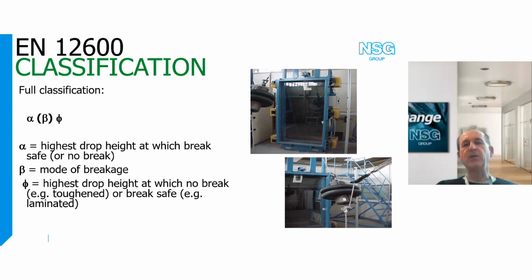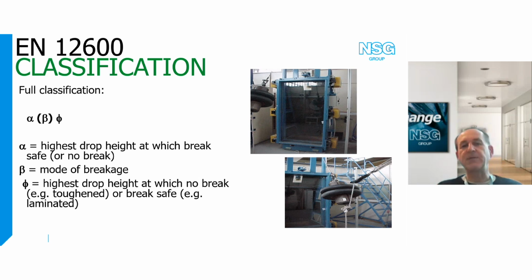The full classification from EN 12600 comprises 3 parts. The first part refers to the highest drop height at which the glass breaks safely or doesn't break at all. The second part describes the mode of breakage of the glass. And the third part refers to the highest drop height at which the glass doesn't break, for example, in toughened glass, or breaks safely in laminated glass.